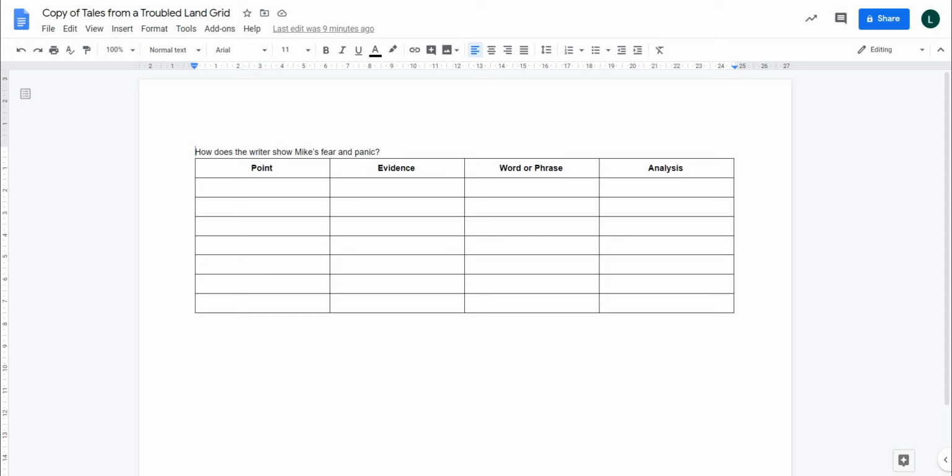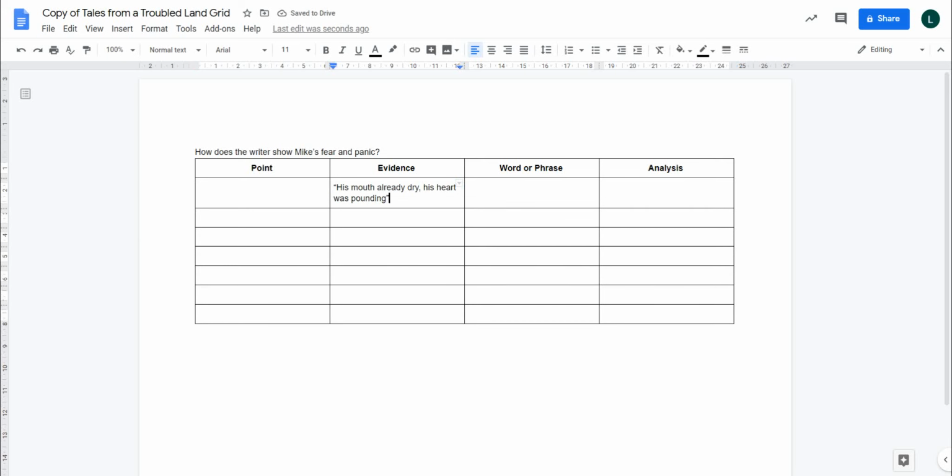So the first quotation that I'm going to use that I worked on yesterday is this one here. His mouth was already dry, his heart was pounding. Now yesterday when I did my annotations I picked out my words and phrases that I thought were most important, so I'm just going to pop those into this box here. So I've got my evidence, my quotation, I've got the key words or phrases that I looked at yesterday.